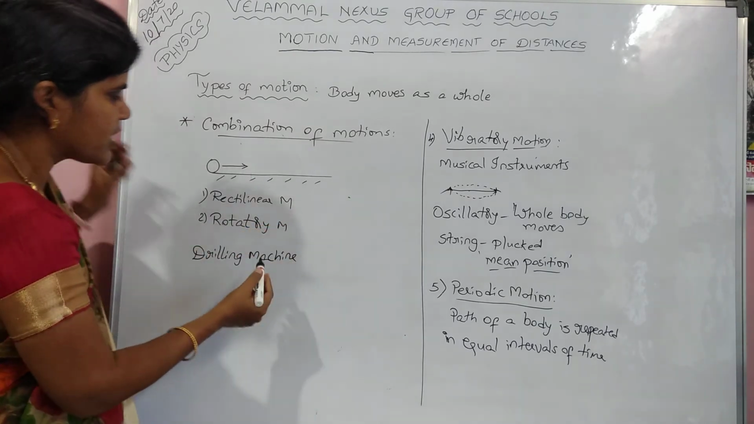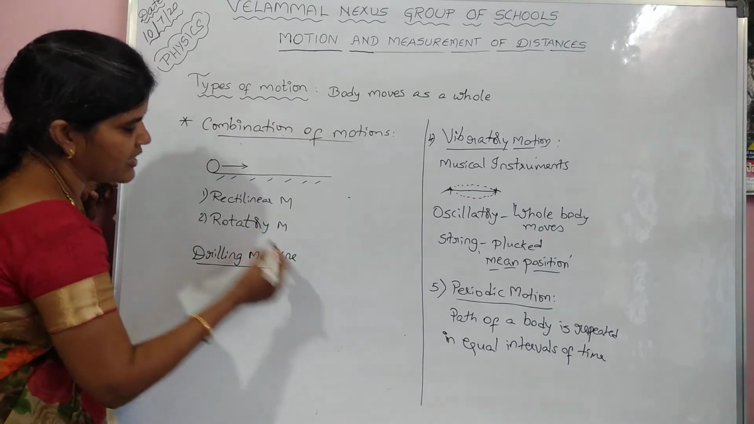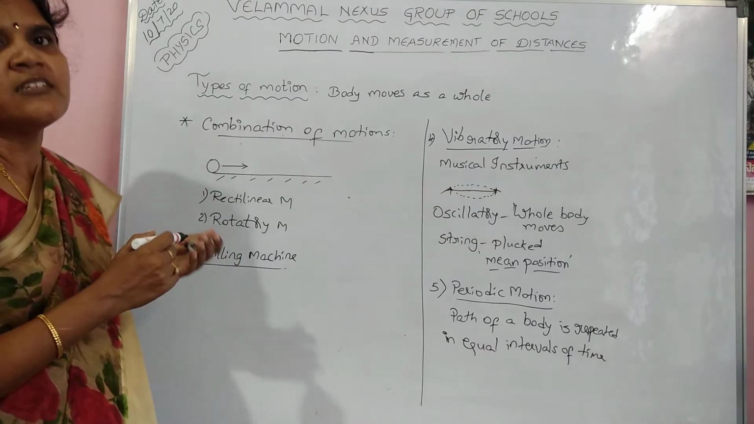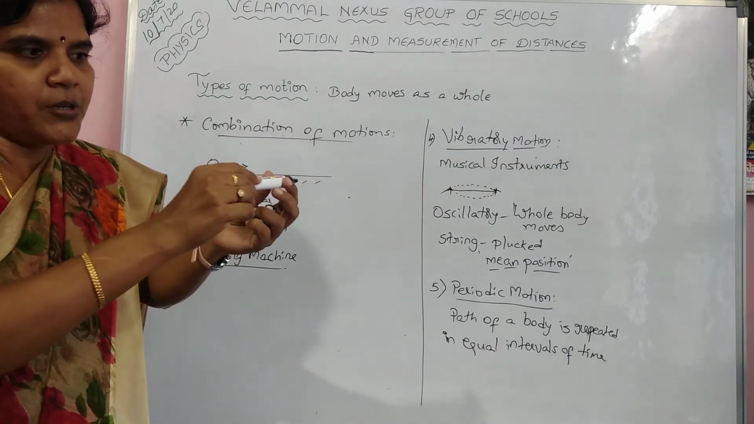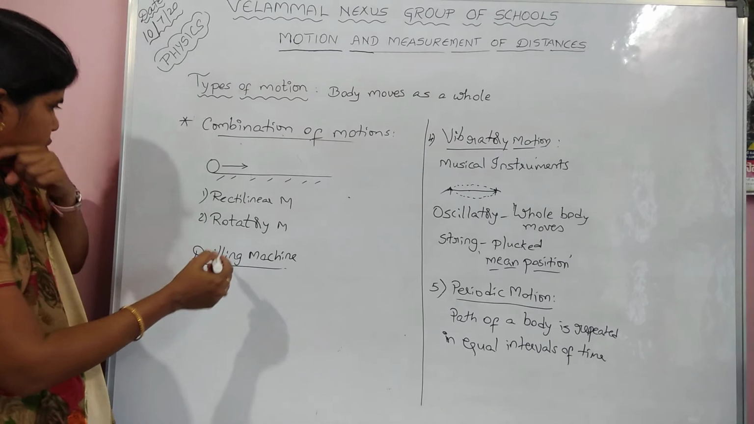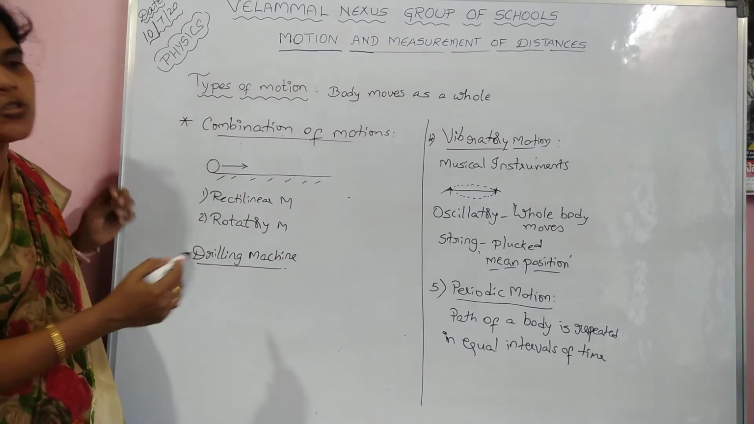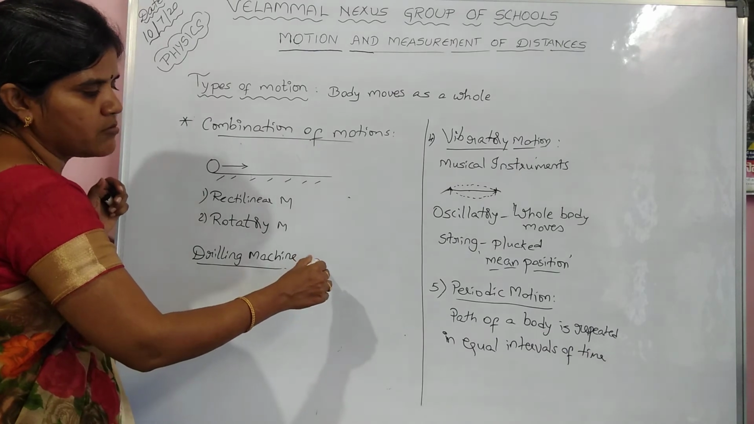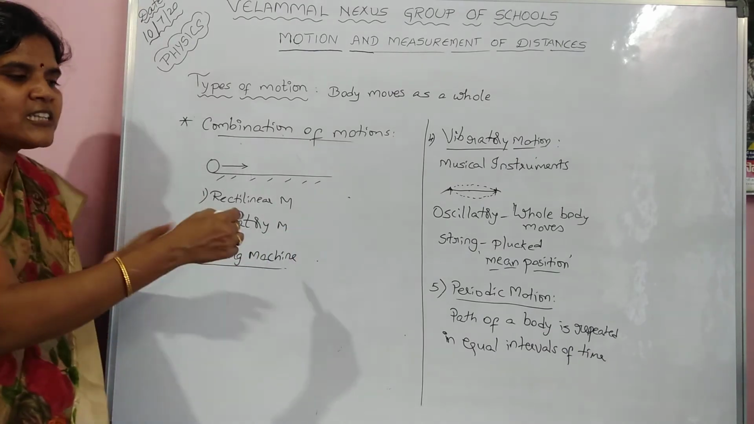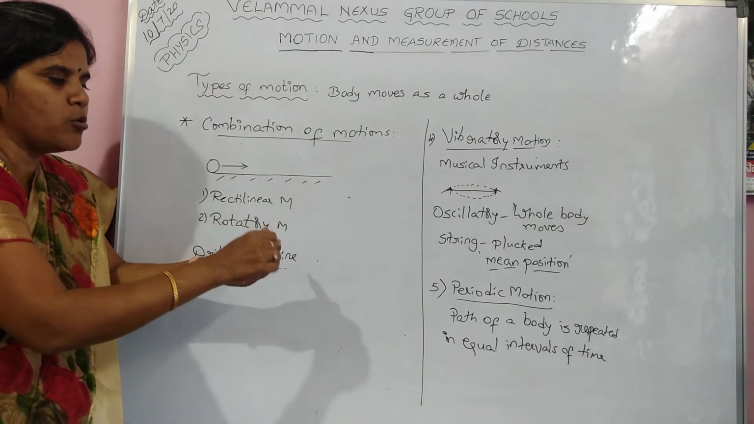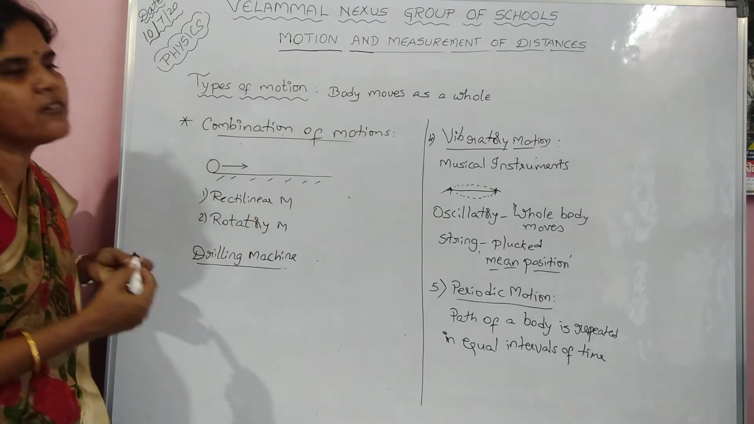So what kind of motion can you see? In a drilling machine you can see rectilinear motion and rotatory motion of the nip. Both kinds of motion can be observed in a drilling machine: rectilinear motion, and the nip rotating while making the holes.